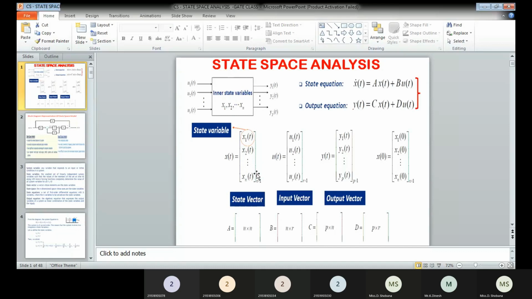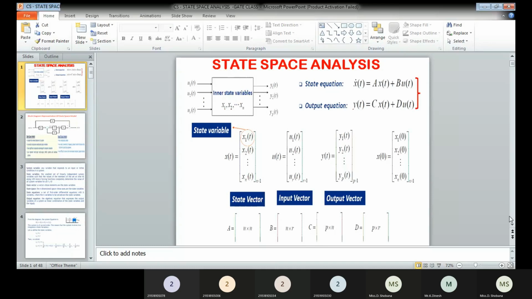Here we will have x of t, which will be x1, x2, up to xn of t. And we will have an input variable, which varies from u1 of t, u2 of t, up to up of t. Similarly we can have the output variables y1, y2 like that, and the initial conditions will also be included here. In the transfer function method it is not included, but here it will be. x of 0 is nothing but x1 of 0, x2 of 0, and it goes on like that.